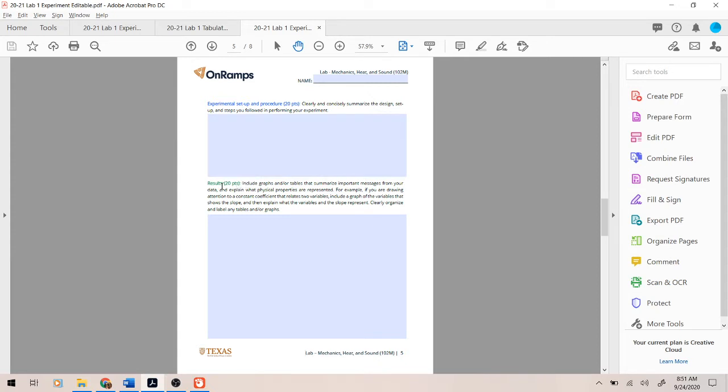And then the results. So include graphs or tables to summarize important messages from our data and explain what physical properties are represented. For example, if you're drawing attention to the constant coefficient that relates two variables, include a graph of the variables that's shown, the slope, and then explain what the variables and the slope represent. Clearly organize and label any tables or graphs.